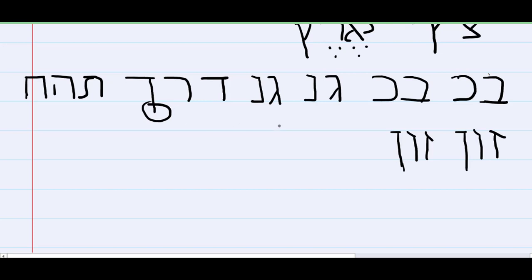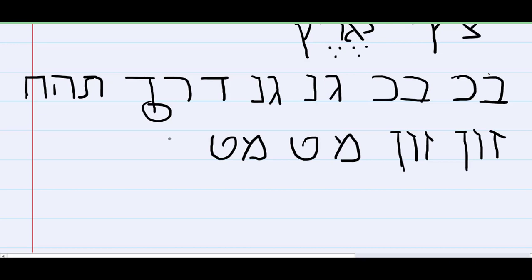The mem and the tet sometimes can be confusing. Mem and tet. You really shouldn't be confused. You've got the opening here at the top of the tet, your opening down at the bottom left for the mem. Again, mem, tet.